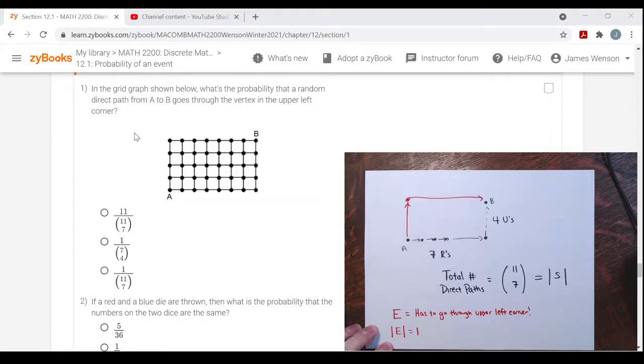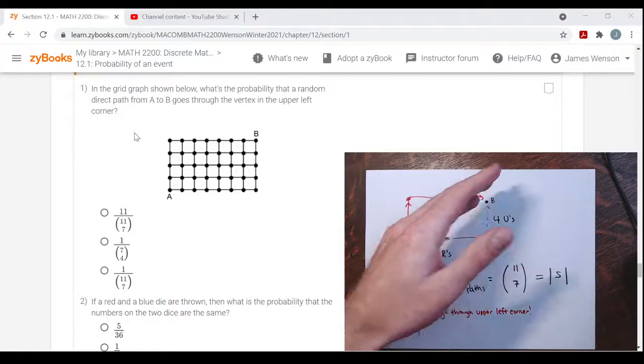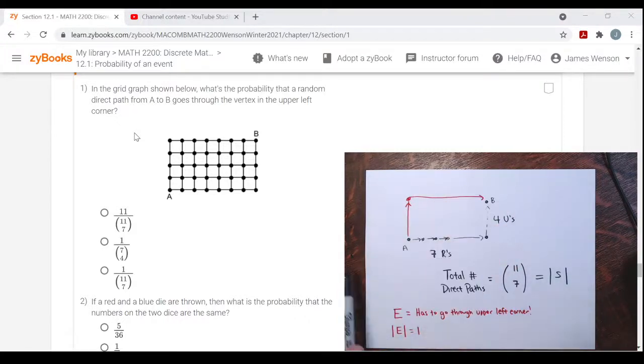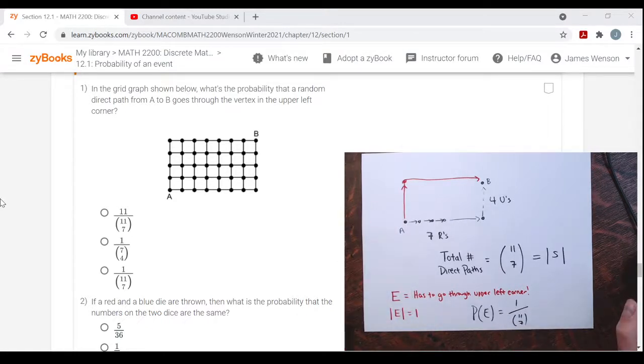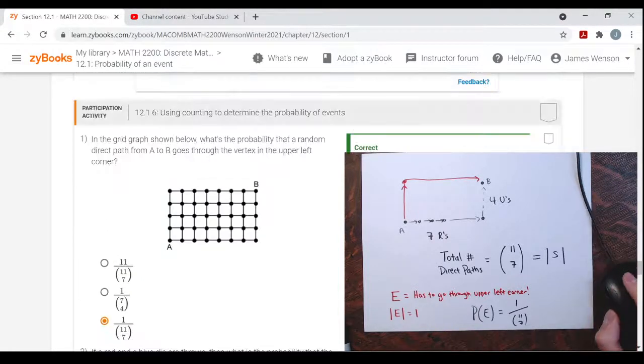There's only one outcome, one path that goes through the upper left-hand corner and is also a direct path that they're talking about. So the probability, if I were to choose a direct path from A to B at random, that the path goes through the upper left-hand corner would be 1 divided by whatever 11 choose 7 is, or 11 choose 4. And that's this third option here, which you're going to see comes up, and they explain it.